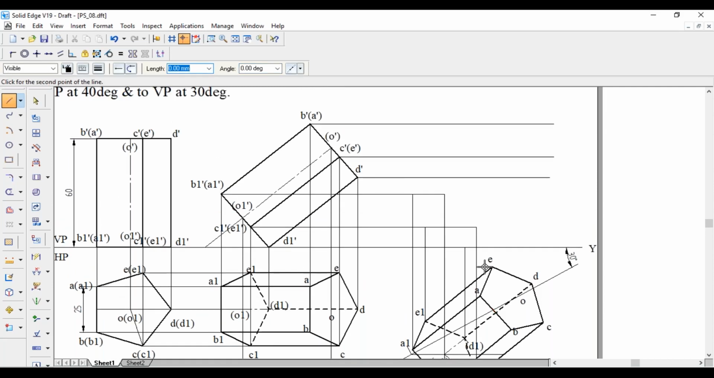Next, A dash and B dash are on this line. So from A and B we have to draw till this line. C dash and E dash are on this line. From C and E, we have to draw till this line. D dash is on this line, so from D we have to draw till this line.